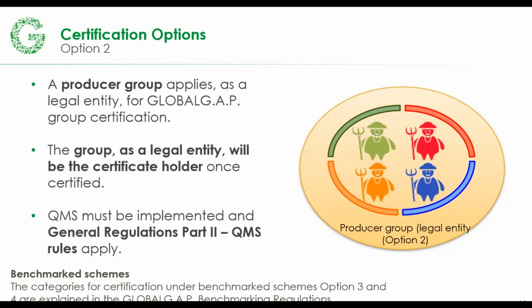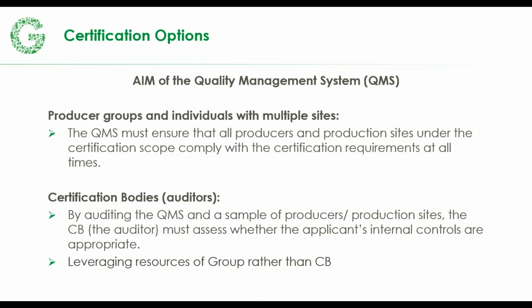So option 2 is our group certification. The aim of the QMS, so the aim of the quality management system in a grower group, is to ensure that all producers and any of the production sites under the scope comply with the certification requirements. So the internal systems are in place to make sure that each producer or site is able to pass the certification and at any time adhering to those compliance requirements. And for auditors, by auditing the QMS and the sample of the producers, the CB's job is to assess whether the applicant or whether the group internal controls are appropriate.